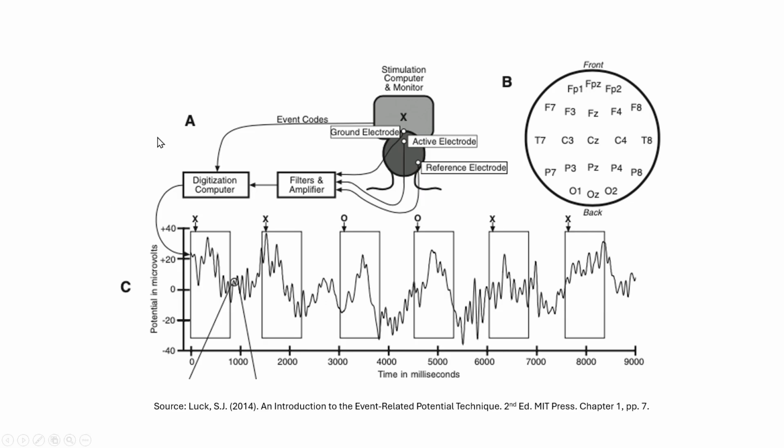This is basically the setup. You can see that an electrode cap is placed on the subject. These are the active electrodes. There is the reference electrode. There is the stimulation computer and monitor. All of these go through the filters and amplifier, and go to the digitization computer where the analysis is taking place. These are the different electrode sites, the 20 of them from which the data is being observed.